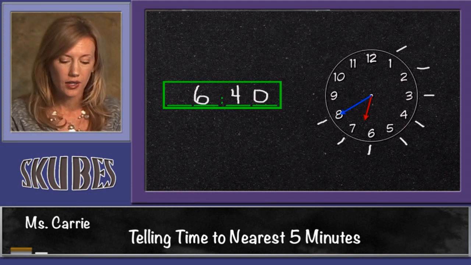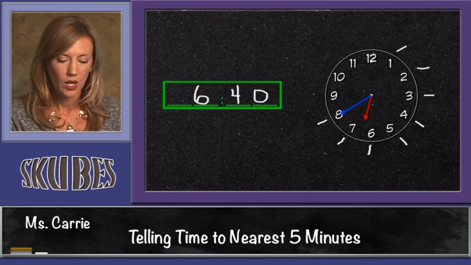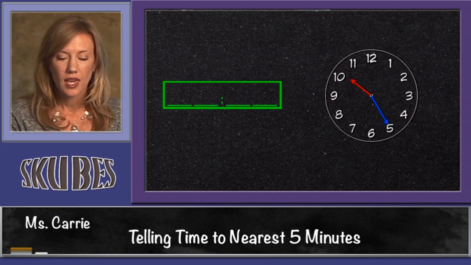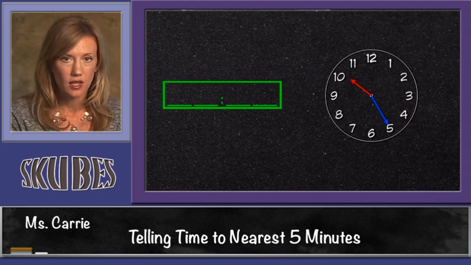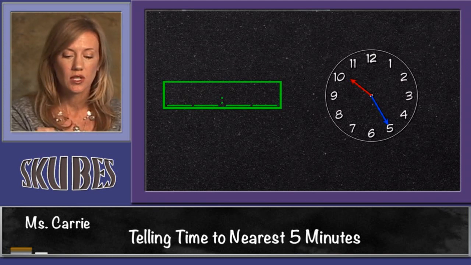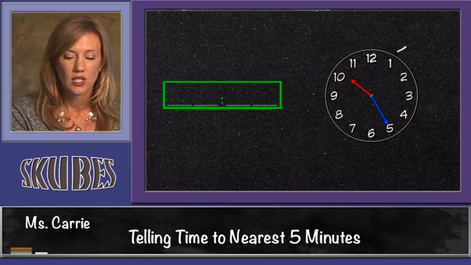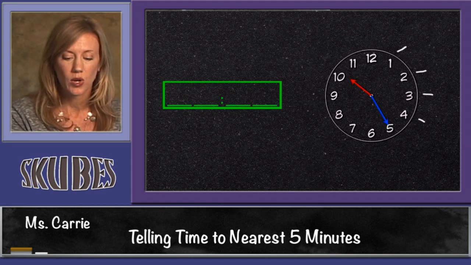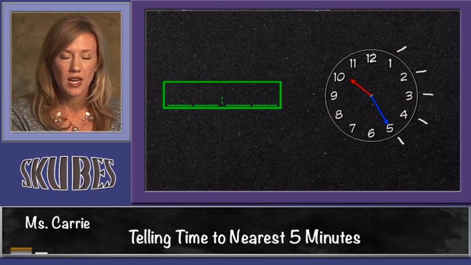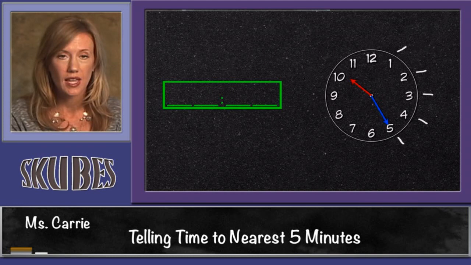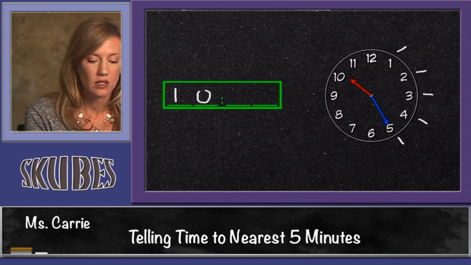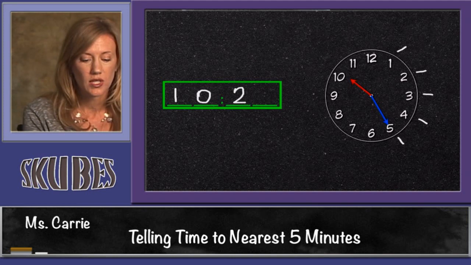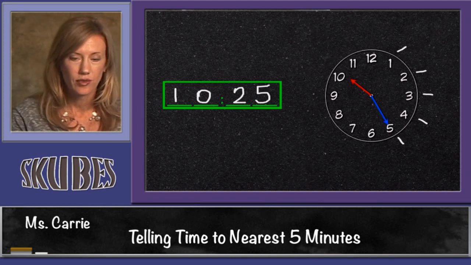Let's look at another clock. On this clock, the hour hand is a little after the 10 and the minute hand is on the 5. Let's count to see. 5, 10, 15, 20, 25. The minute hand is 25 minutes after 10. So we would say that it's 10:25.